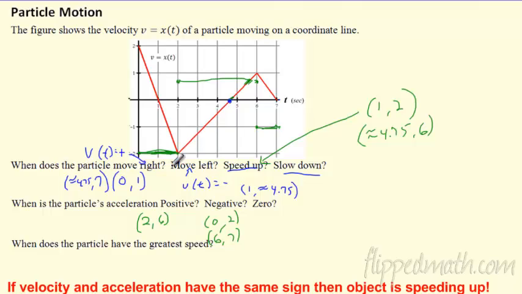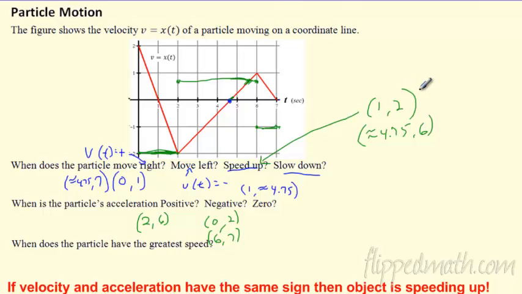Here, my velocity is negative, but my acceleration is positive, so it's slowing down. But then check it out. From this point on, I have a positive velocity and a positive acceleration. That's where it was picking up speed. And they're opposite here. That's where it's slowing down. So this is a great little trick. If they have the same sign, velocity and acceleration, it's speeding up. Or you can kind of look at the graph.